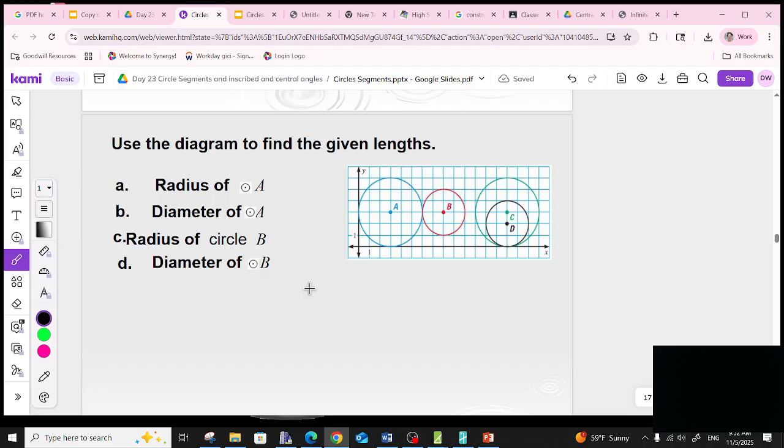Okay, circle A is the blue circle on my screen. It's the first circle on your paper because yours isn't in color, right? So what's the length of the radius? If this is, it's 1, 2, 3. So what's the diameter? 6. What about circle B? What's the diameter? Boy, you're all geniuses.